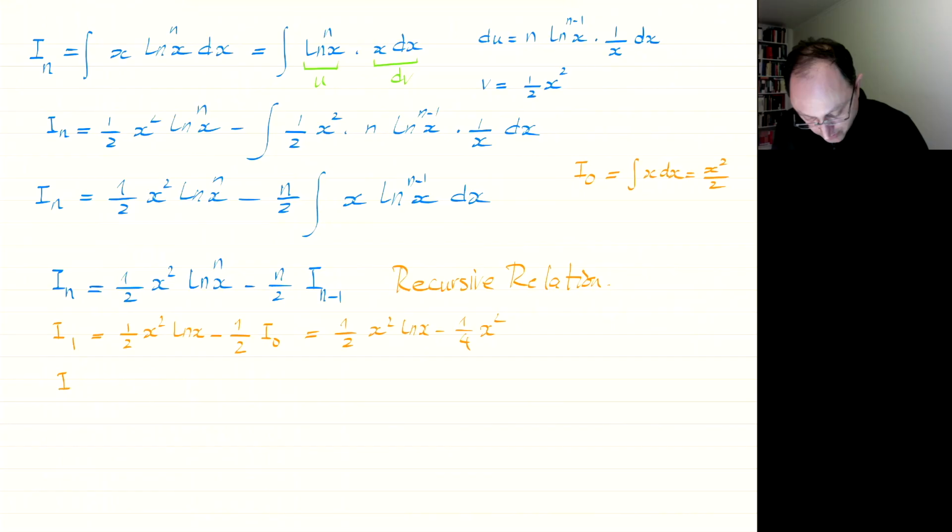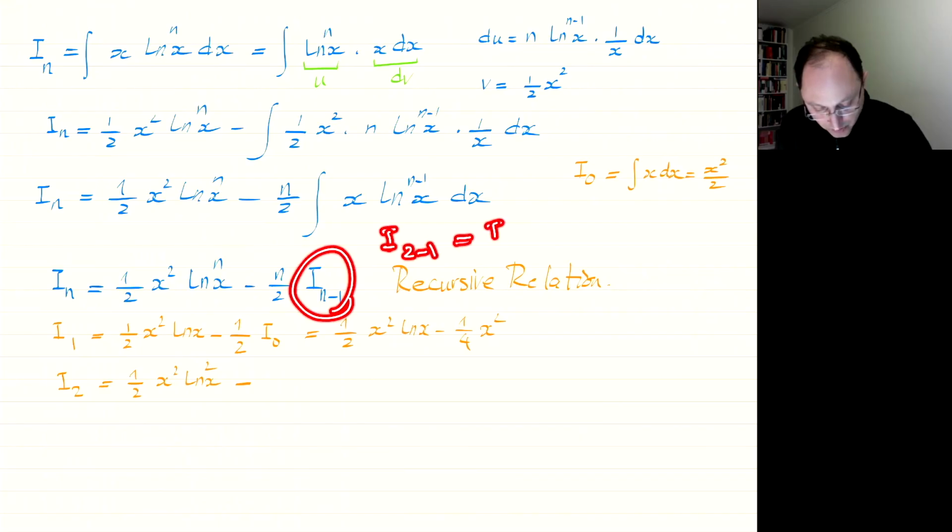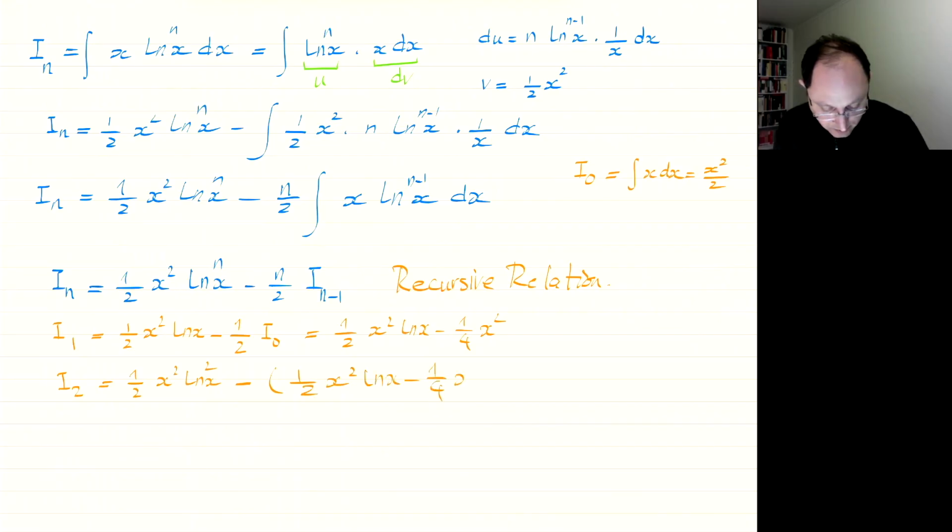I just replace n with 2 this time. If I replace n with 2, then it becomes 1 over 2 x squared ln of x to power 2. So don't get confused, I am replacing n with 2 everywhere. And then this becomes 2 over 2, which is just simply minus, and then it becomes I2 minus 1, which is I1, and I1 is this expression. So you see, I am calculating it recursively. Okay, and then you simplify.